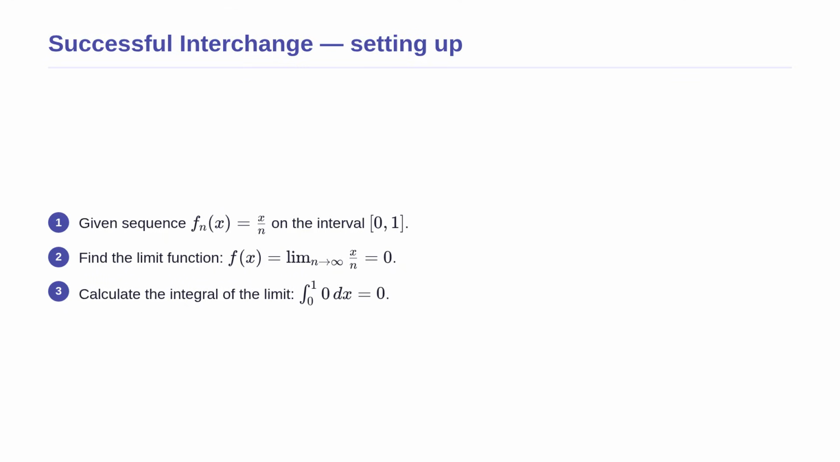Before we prove the theorem, let us see this with a concrete example where the interchange works perfectly. We are given a sequence of functions defined as x divided by n on the interval from 0 to 1. Our goal is to see if the limit of the integrals matches the integral of the limit. First, we find the limit function. As the denominator n grows infinitely large, the fraction shrinks to 0 for any value of x. So our final limit function is just a flat horizontal line at 0. Integrating this flat line of 0 simply gives us an area of 0.